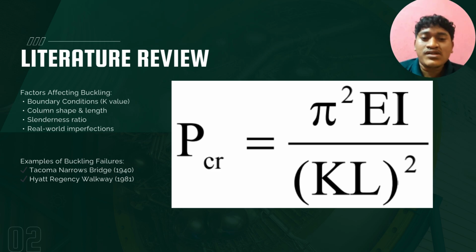and this is the formula that we use to solve our problem. The formula is PCR equal to pi squared EI divided by KL to the power of 2.